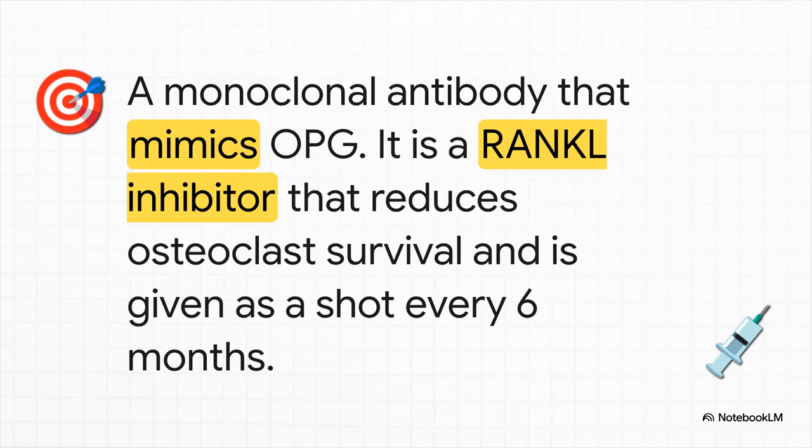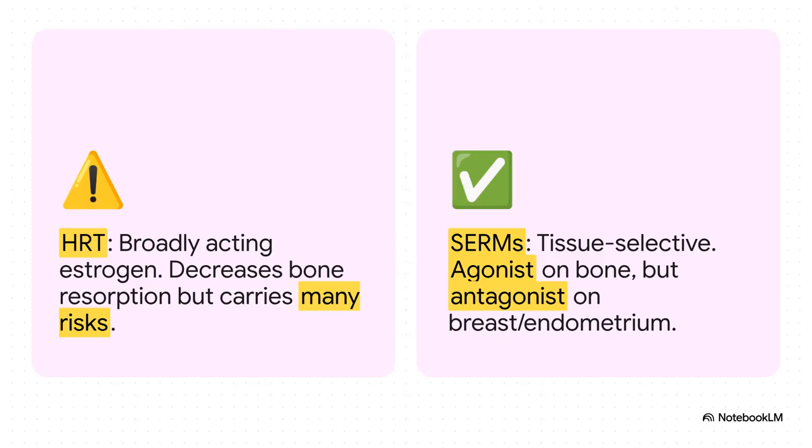Denosumab is given as a shot under the skin every 6 months, and it's a great option for patients who can't take bisphosphonates. All right, let's talk about a couple of hormonal approaches. For a long time, we had hormone replacement therapy, or HRT. This just involves giving estrogen, which does a good job of decreasing bone resorption. But it comes with a lot of baggage, serious risks like blood clots, heart disease, stroke, and a higher risk of breast and endometrial cancer.